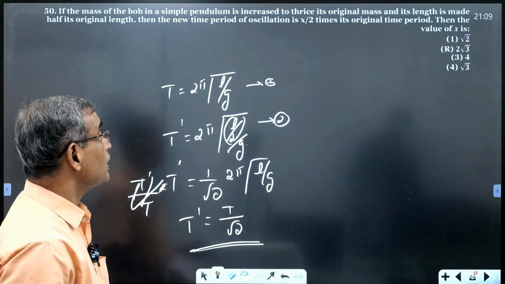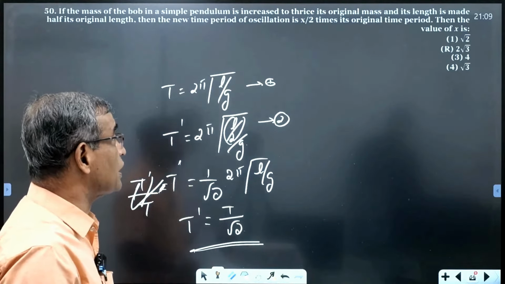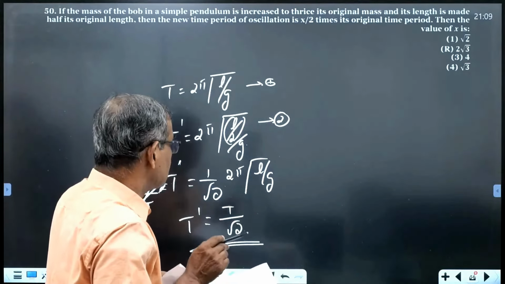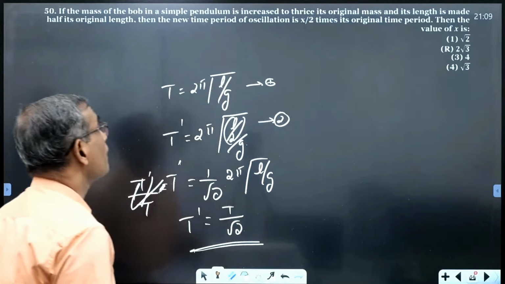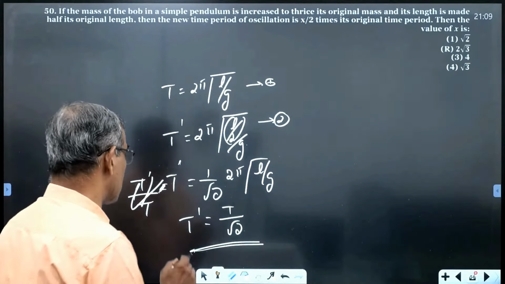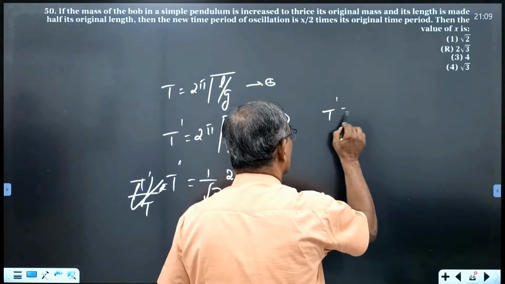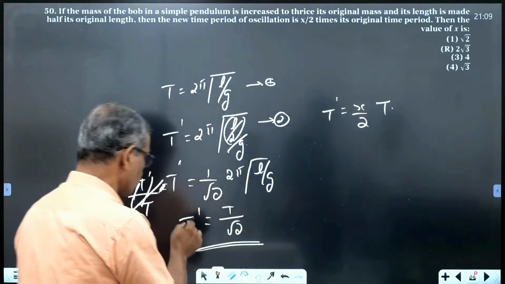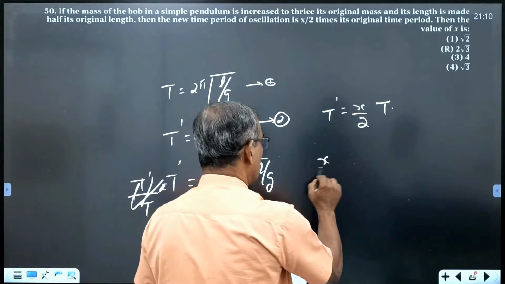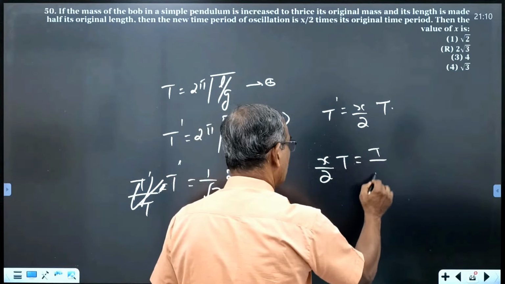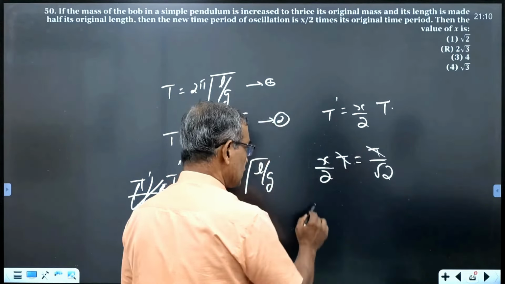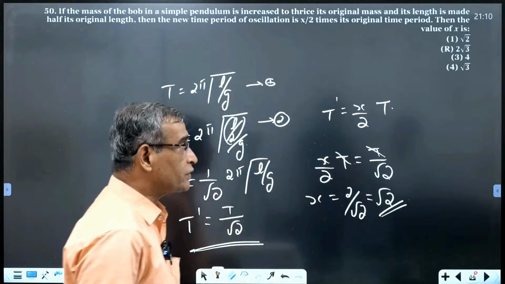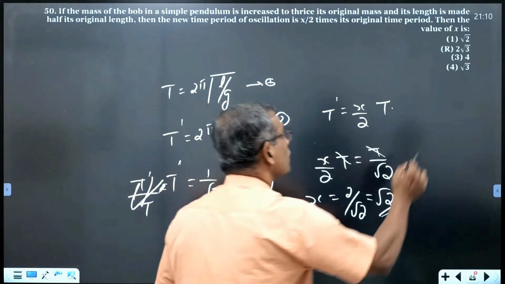Now, it is given that the new time period is x by 2 times the original time period. Therefore, T dash is equal to x by 2 times the original time period. So, substituting for T dash here, you can write x by 2 T is equal to T by root 2. T will cancel out. Then x is equal to 2 by root 2, which is root 2. So our answer is root 2. Option is 1.